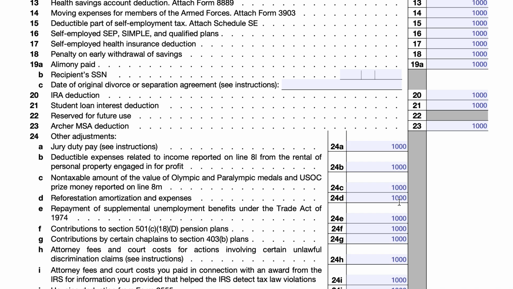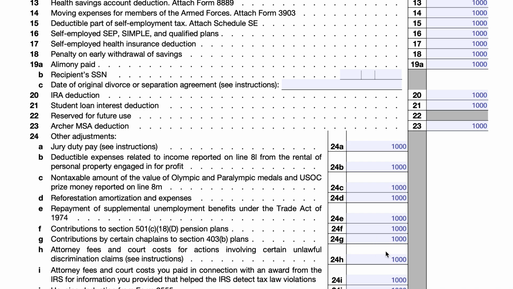Line 24E is the repayment of supplemental unemployment benefits under the Trade Act of 1974. If you're familiar with that, then congratulations, you're a better person than me. Line 24F, that is contributions to a 501(c)(18)(D) pension plan. And then certain chaplains have the ability to deduct their contributions to a 403(b) plan.